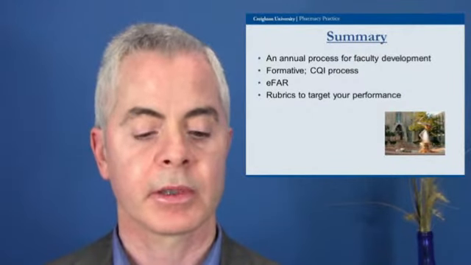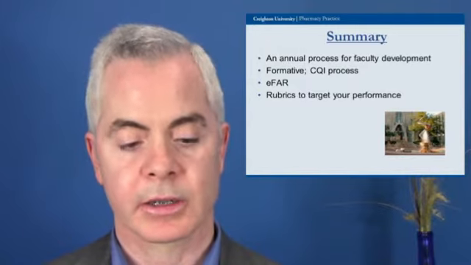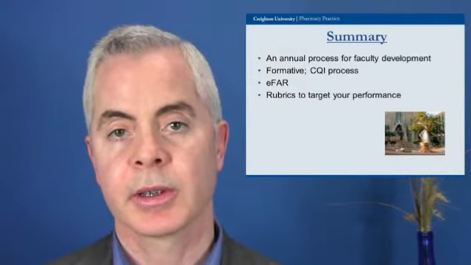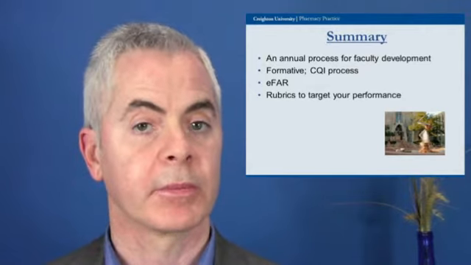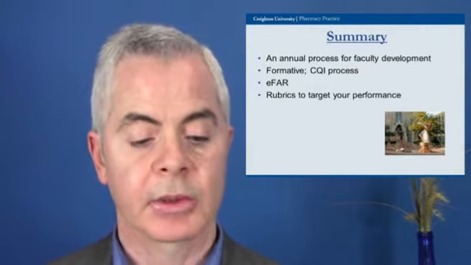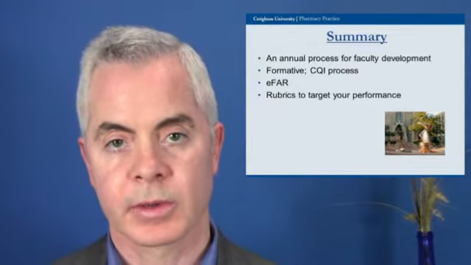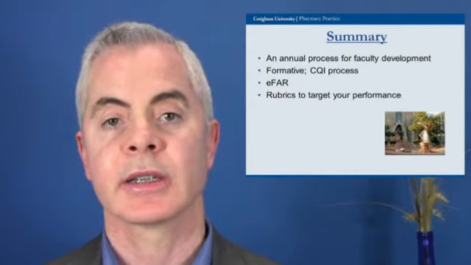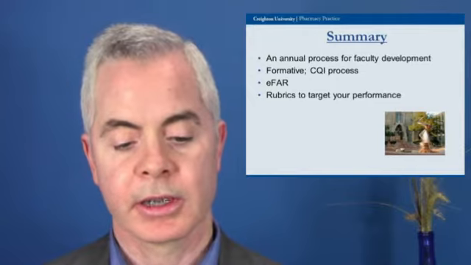So in summary, the annual evaluation process is really for faculty development. It's a formative process to help you continually improve as a faculty person. The major document we use is the faculty activity report, so I recommend that you become familiar with this. And we have developed specific rubrics to help you target your performance, so behaviorally anchored ratings that help you. If you want to achieve excellence, how am I going to do that? Those performance criteria are available.